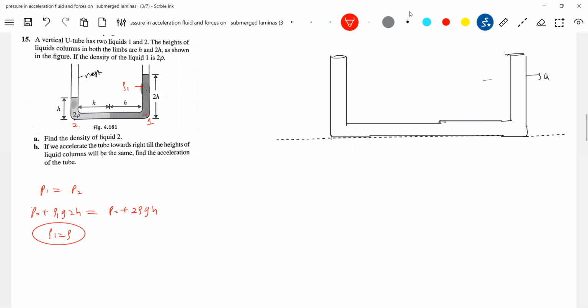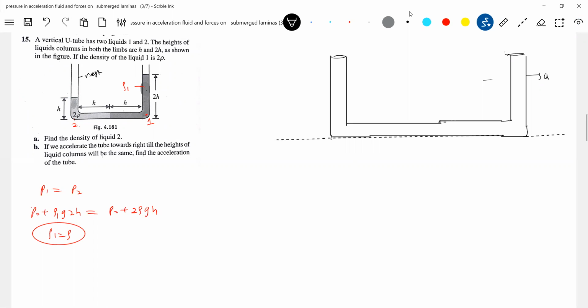Now, if you accelerate the tube towards right till heights of liquid column will be the same, find the acceleration of the tube. If you don't accelerate, the lighter one will rise to more height, no? Then this is heavier. So in what direction should I accelerate so that the level is the same? Shall I accelerate towards left? If you accelerate towards left, how will the free surface be?